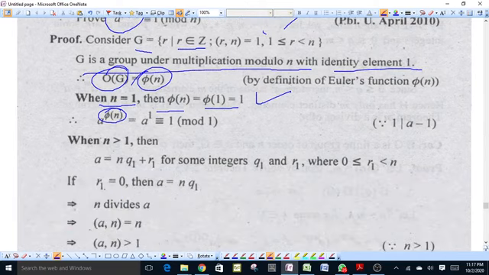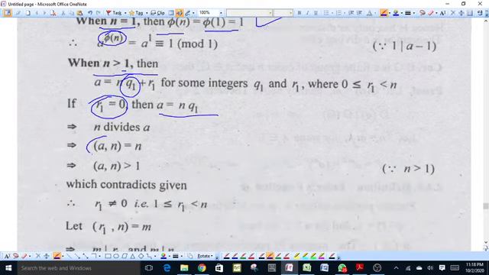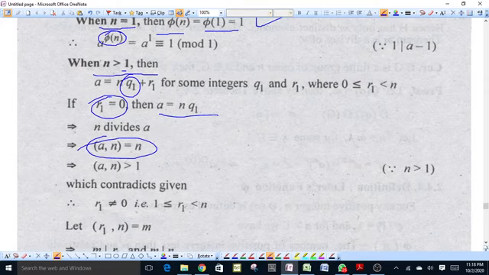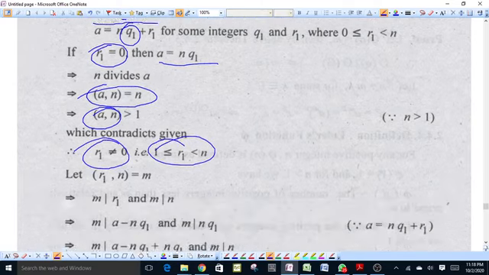Now, if we take n greater than 1, then suppose a is equal to n q1 plus r1, where q1 is the quotient and r1 is the remainder. If r1, the remainder, is equal to 0, then a is equal to n q1, that is n divides a, and GCD of a and n is equal to 1. This means GCD of a and n is greater than 1, which is a contradiction. Therefore, r1 is not equal to 0 and r1 lies between 1 and n.